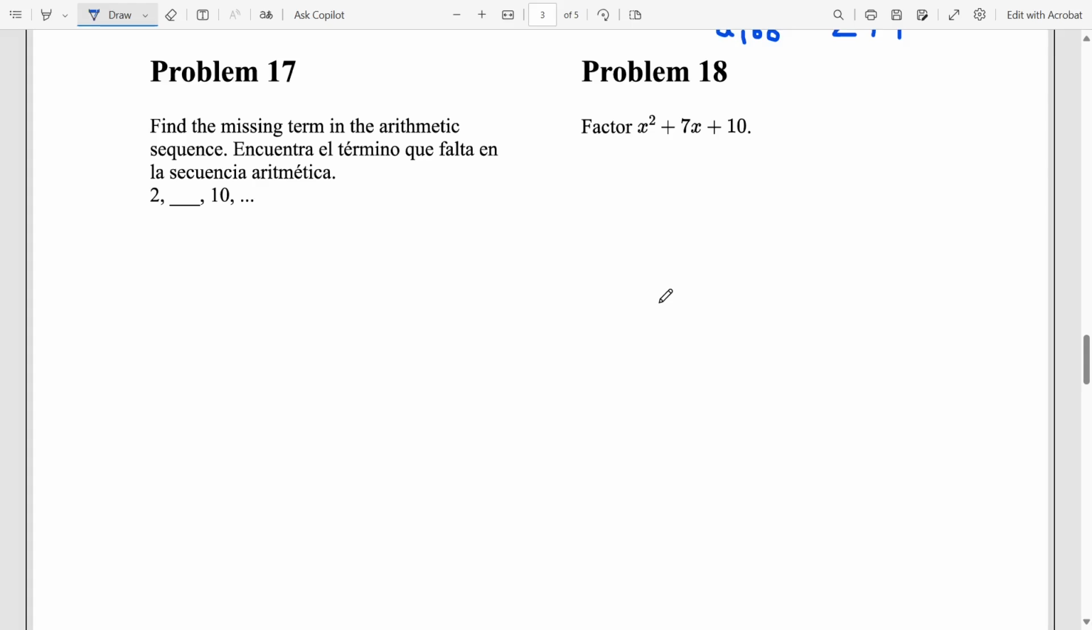This will be the final part of my Algebra 1 Fundamentals Finals review. We're at problem 17 that reads, find the missing term in the arithmetic sequence. And we have 2 and 10.